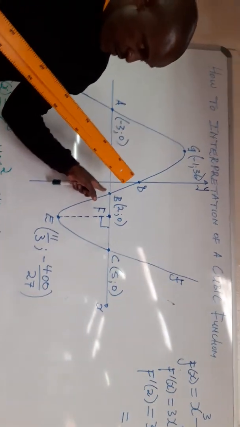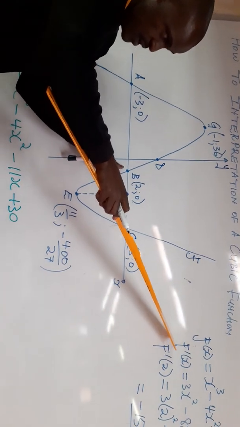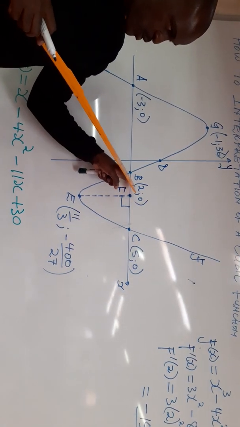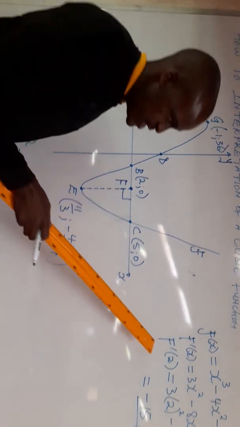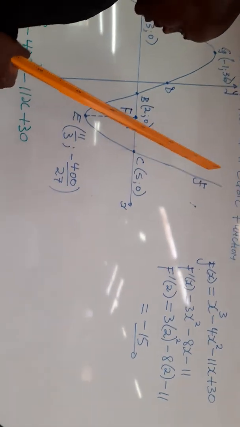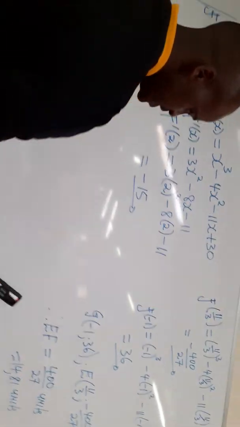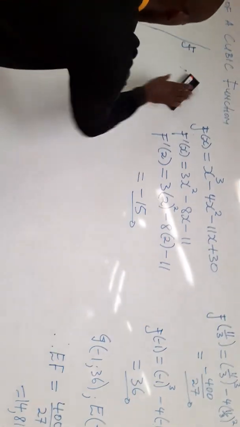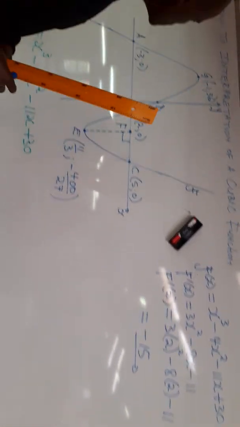For the gradient, you derive. But you are being given the point, so you take that x value and substitute it into your gradient to find the gradient of a tangent at that point. And then the next question.